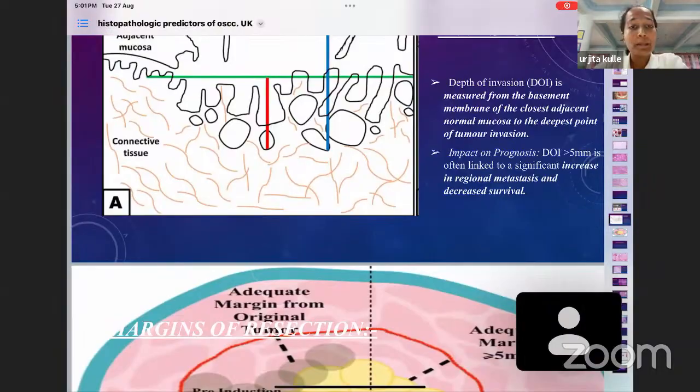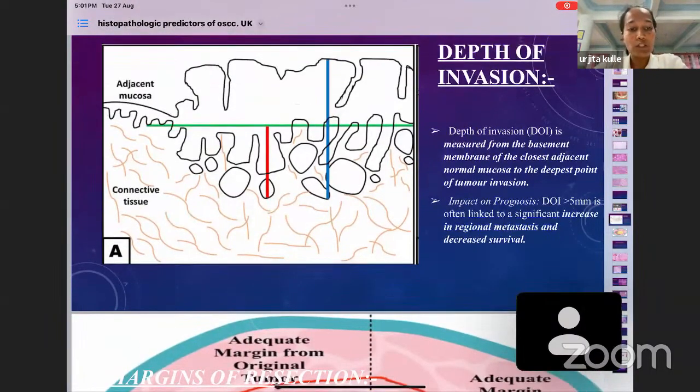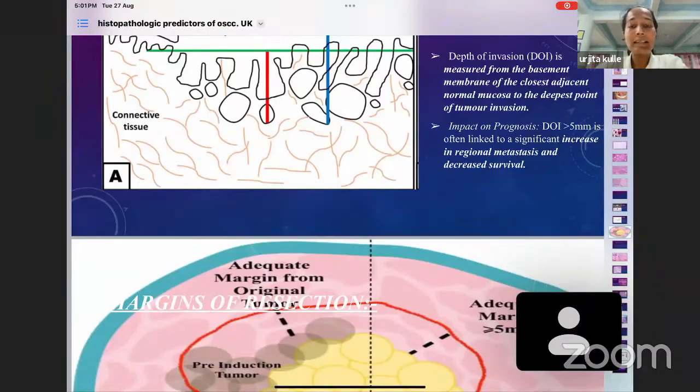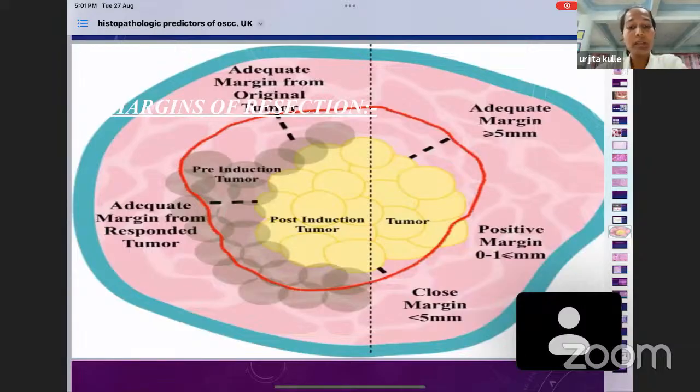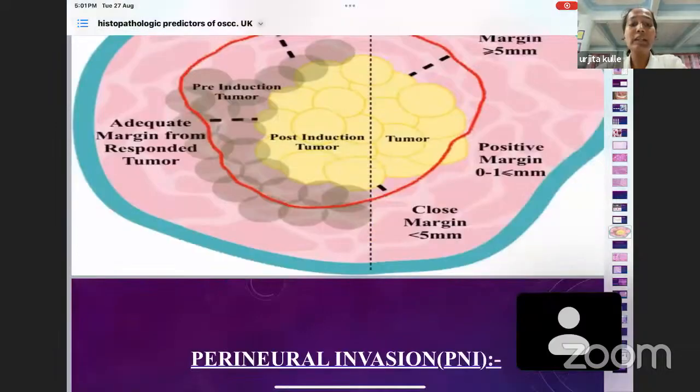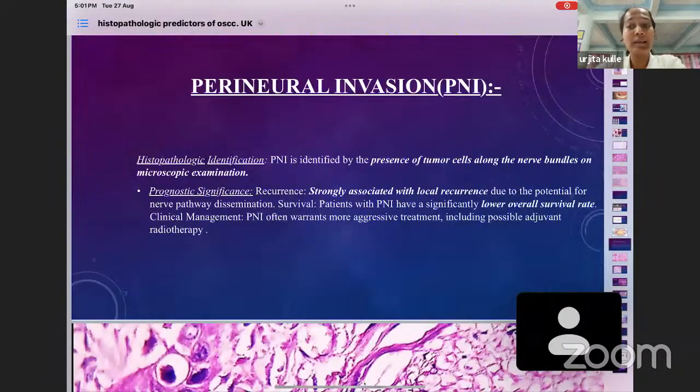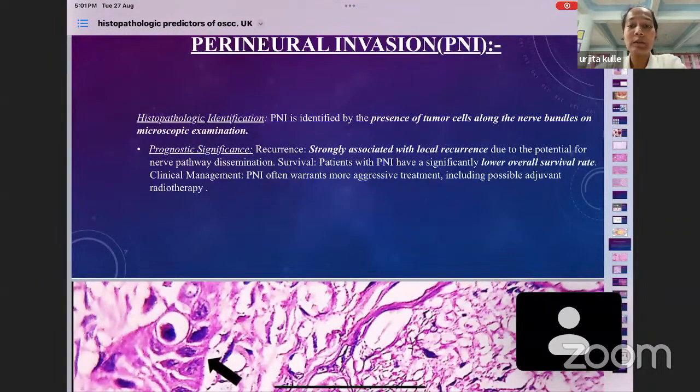So here, the red line represents the depth of invasion. The surgical margins of resection are basically clear, positive, and closed. The perineural invasion is identified by the presence of tumor cells along the nerve bundles on microscopic examination, and it is strongly associated with local recurrence and lower overall survival rate.